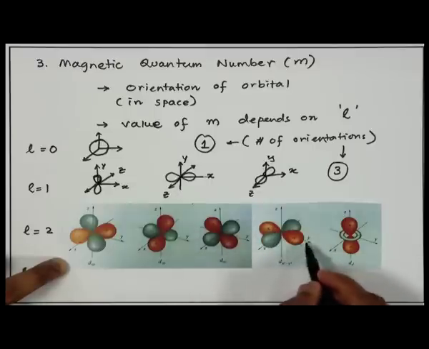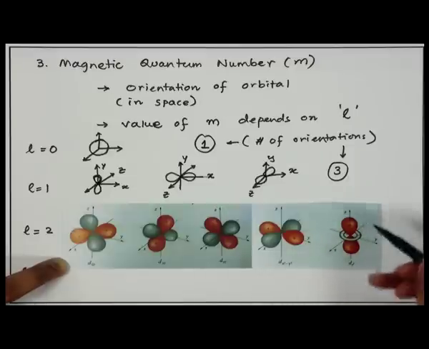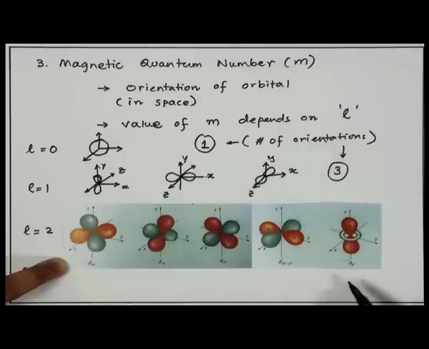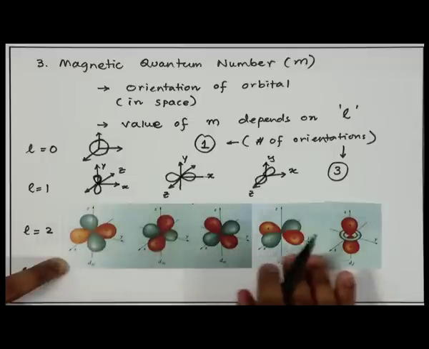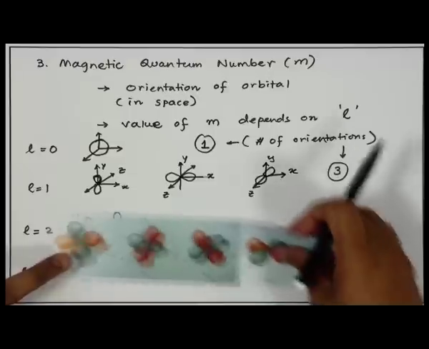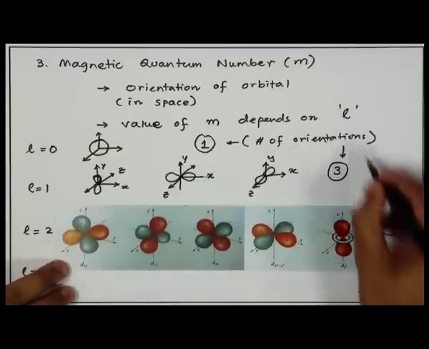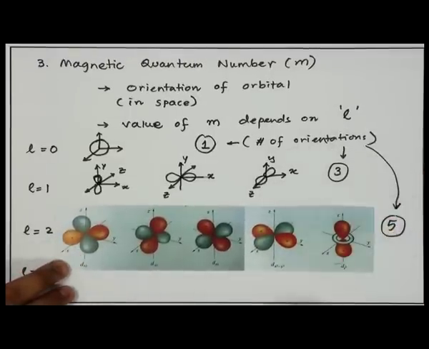In this case you see the dumbbell, the lobes are on the x axis and y axis, and this is slightly difficult to explain because it is a linear combination of two different orientations, but we see that there are 5 different possible orientations for d orbitals. So, for d orbitals the number of orientations that are possible is 5.